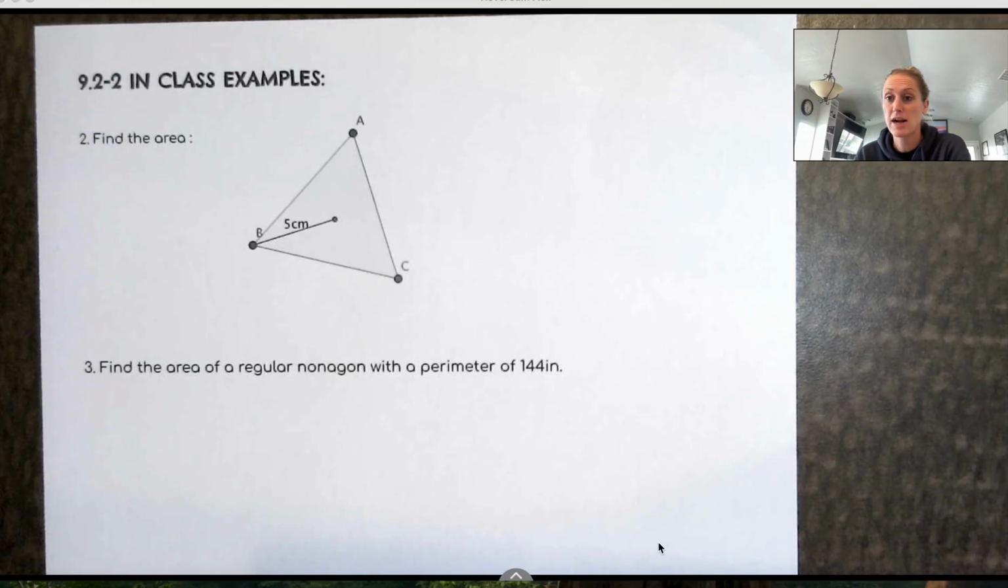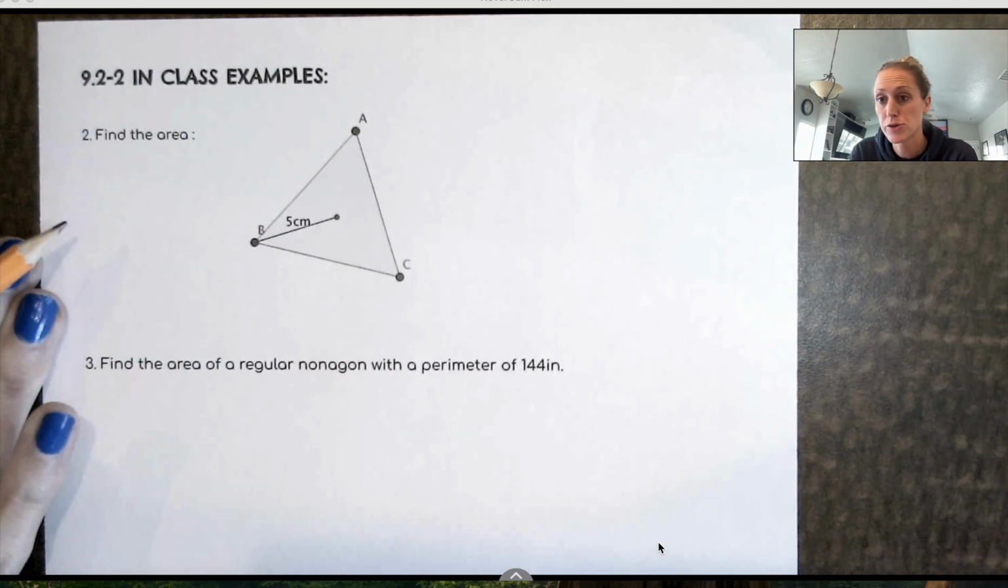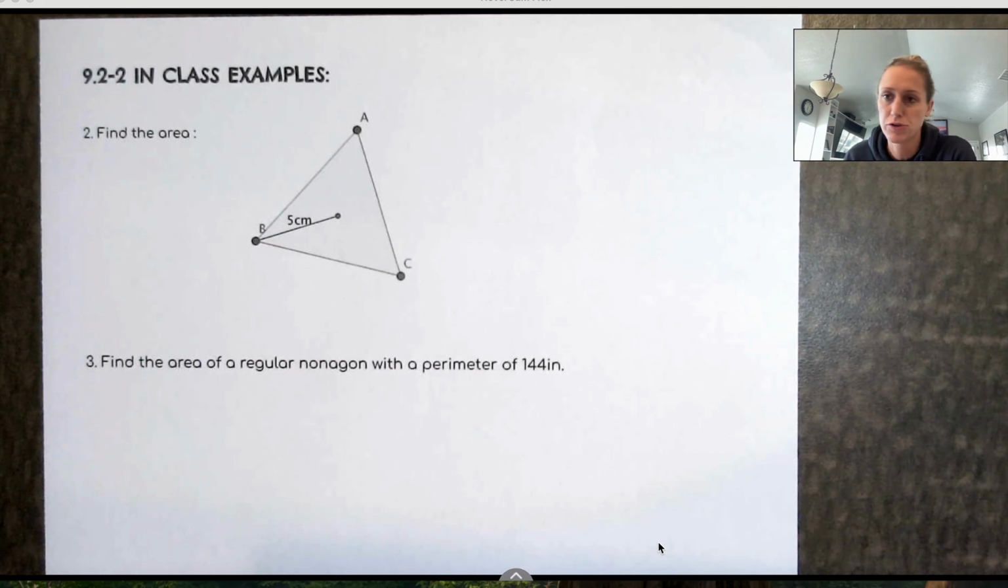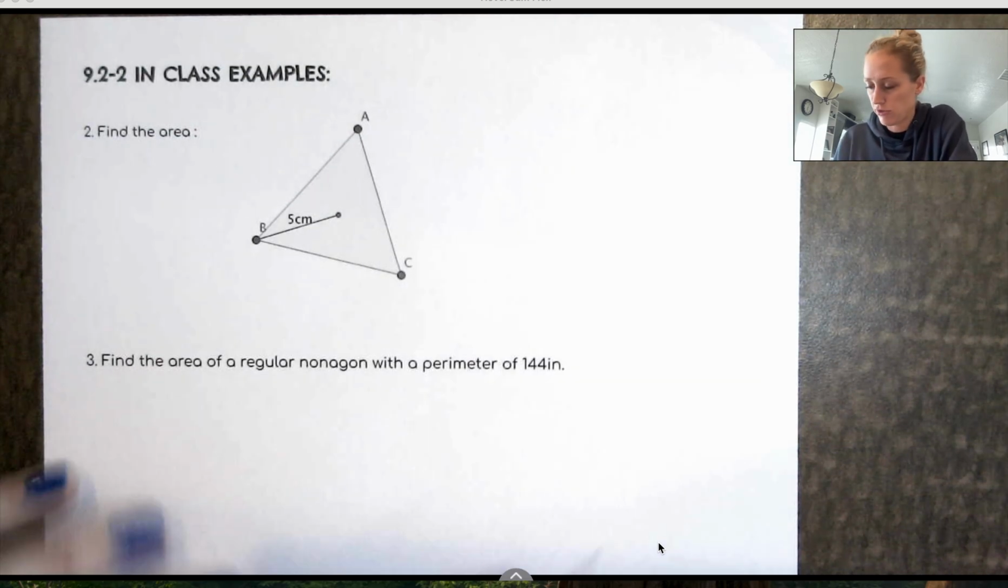Another video just practicing area of regular polygons. I'm going to again use that formula, 1/2 apothem times perimeter, on number 2. And then on 3 and 4, I'll show you using just the area of the triangle. Like I said, I personally kind of like the formula more. It's totally up to you. Either way, you're going to get the same answer.